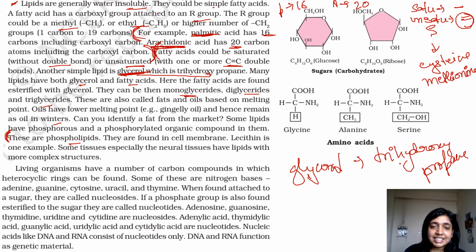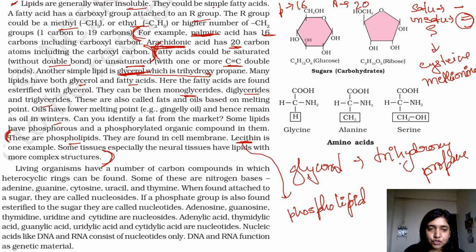So lecithin is a phospholipid. Lecithin is one example. Some tissues, especially the neural tissues, have lipids with more complex structures. So when we are talking about lecithin, it is a phospholipid, and phospholipids are your primary metabolite. I mean, at least lecithin is your primary metabolite.